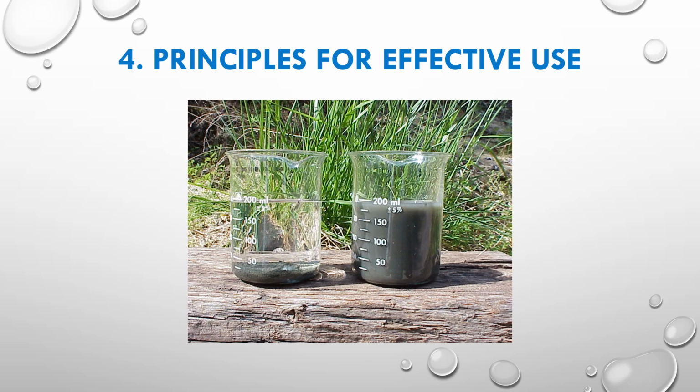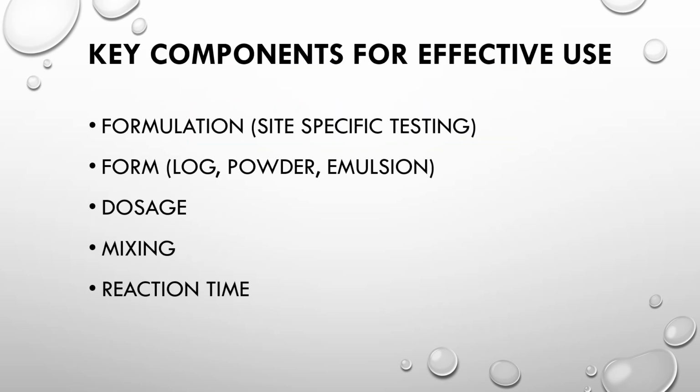So now that we have a polymer that's going to be safe, effective, and allowed per our state and federal guidelines, and we've matched it to our soil, what do we need to do to make sure that it's going to be successful in our different applications? Some of the key components for effective use we've already gone through. The first one, of course, is site-specific testing, making sure we're using the right form. Once we're at the application, the other things that will decide whether we're successful are the right dosage, enough mixing, and enough reaction time.